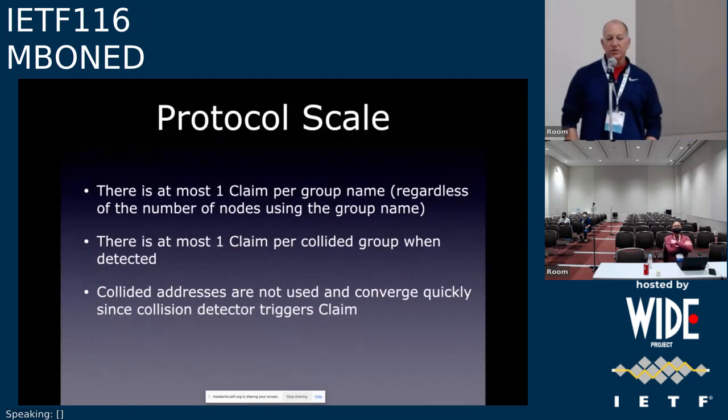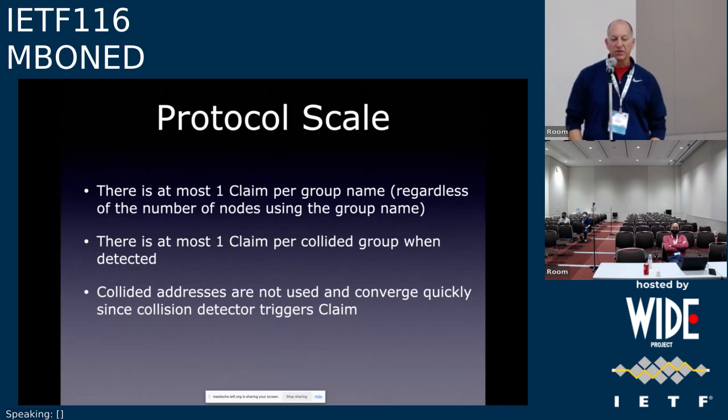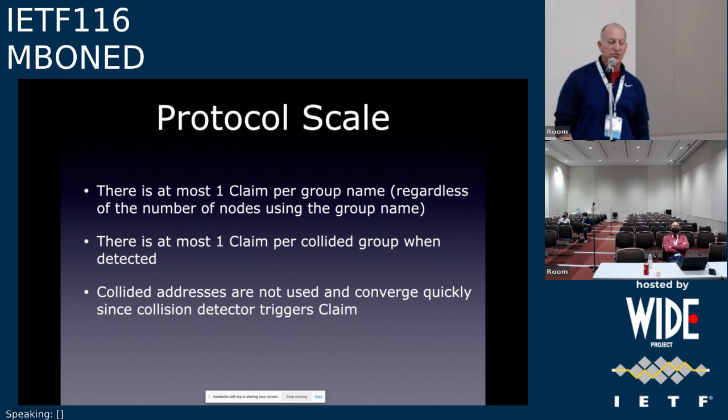So the point about the protocol scales: there's really only one claim message per group name, regardless of the number of nodes that are using the group. And there's at most one triggered claim when a collided group is detected as well. Collided addresses are not used and converge quickly since collision detection triggers claims. So it's something that happens pretty quick, sub-second, at most 1 second.